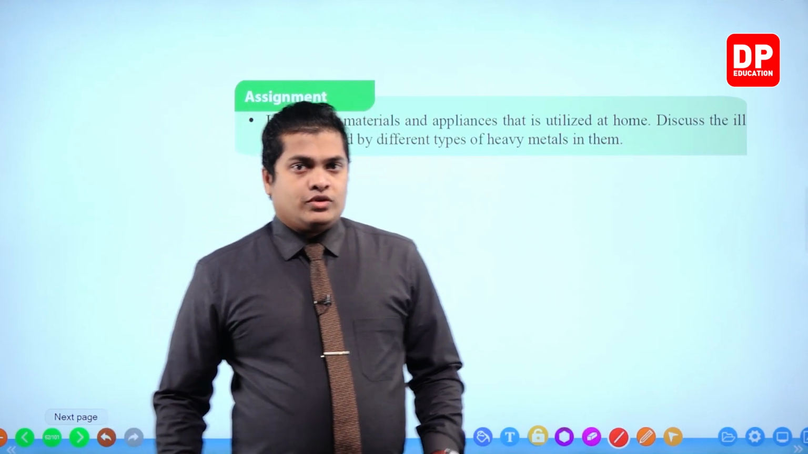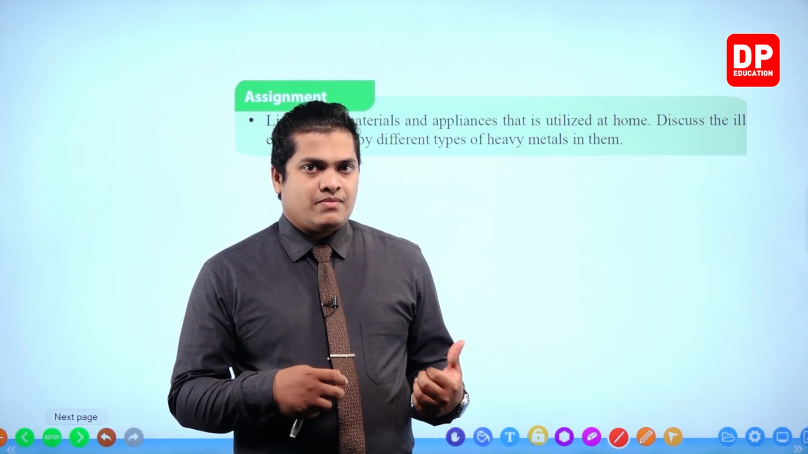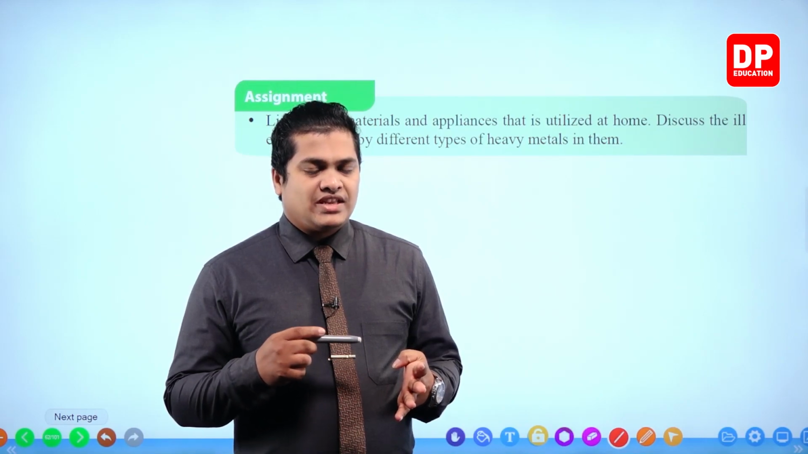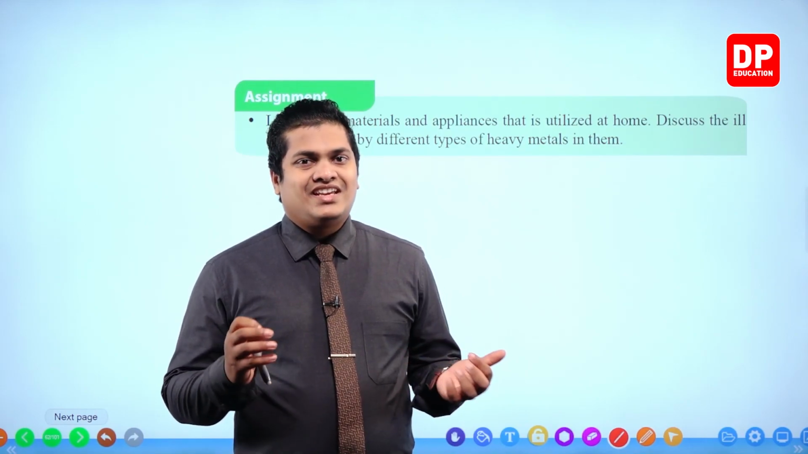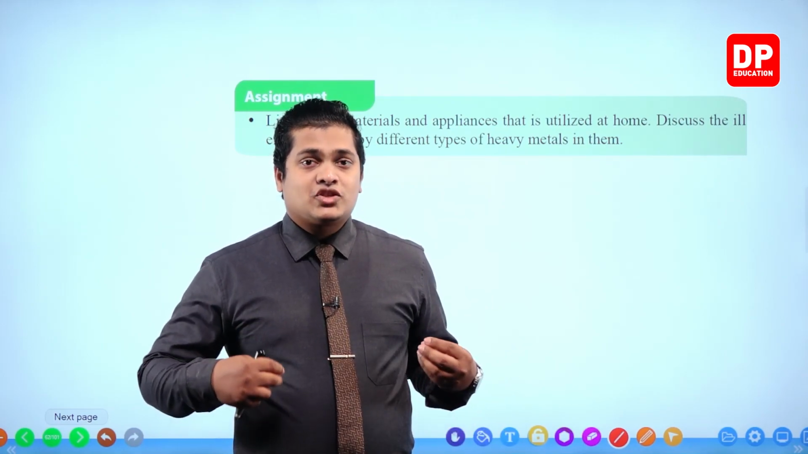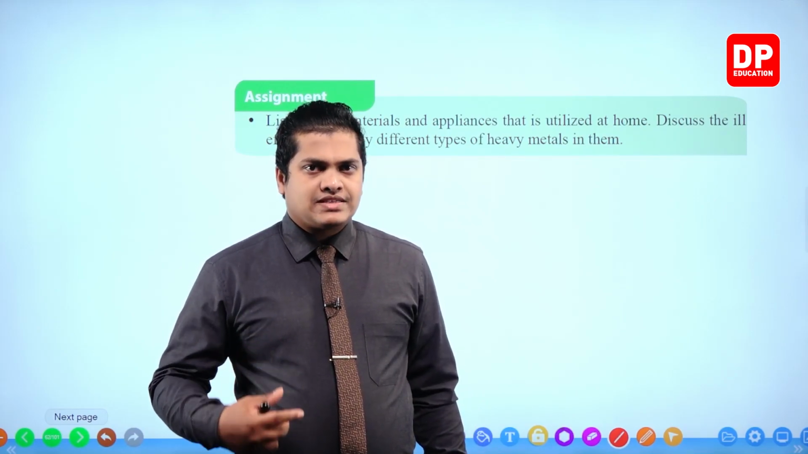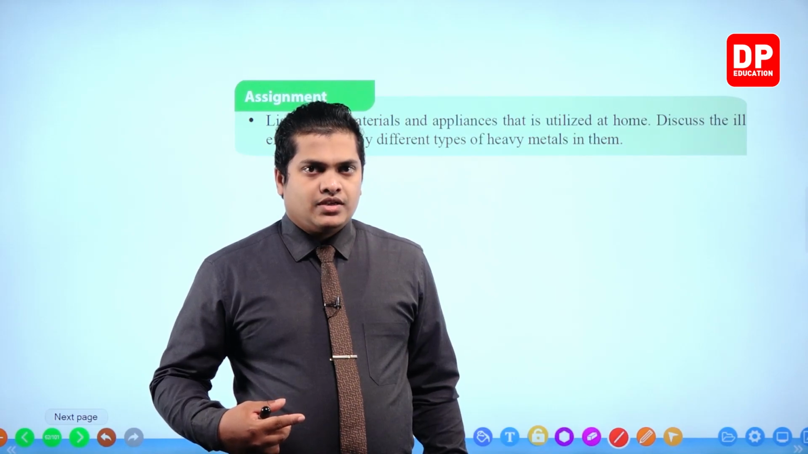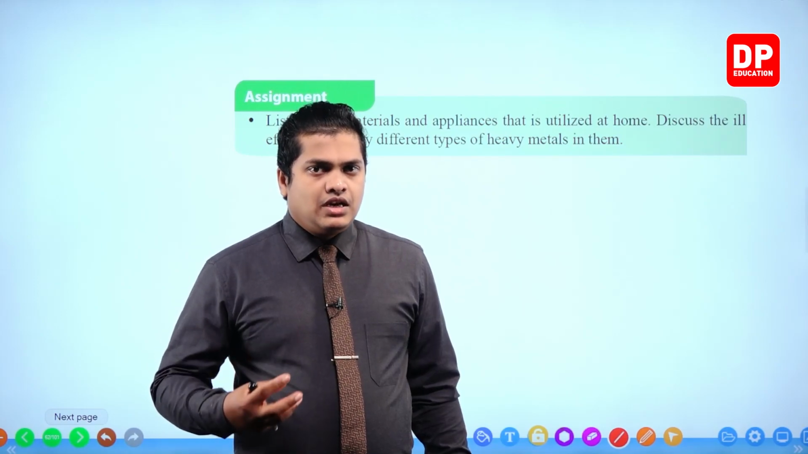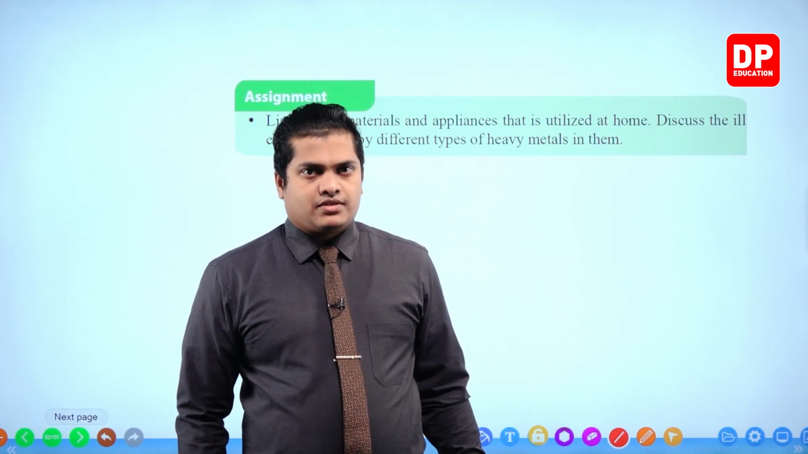So you know that we discussed these things in the earlier times. Can you remember? If you take CFL bulbs, an instrument that we used in our domestic life, it contains mercury as a heavy metal. If you take a heater, it contains copper as a heavy metal. If you take conducting wires, they contain copper as a heavy metal. Now you need to find out different kinds of ill effects given out by these kinds of heavy metals.